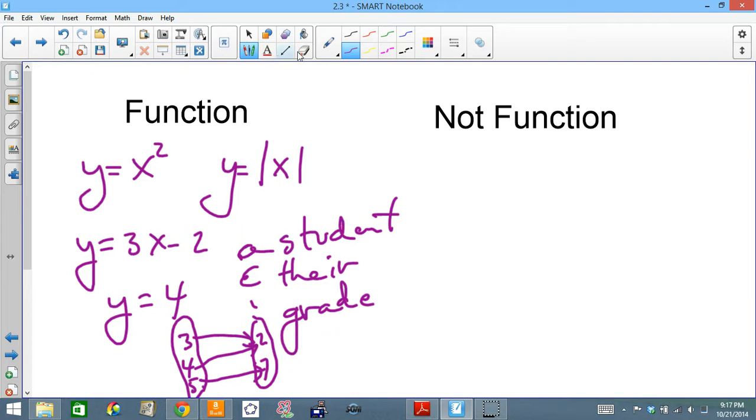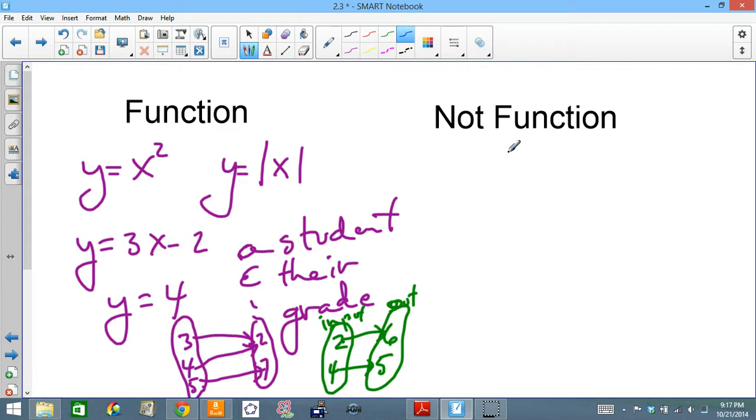Here's another function. Let's make this one green. 2 and 4, and over here, I've got 6 and 5. So 2 is linked with 6, 4 is linked with 5. You see each one of the input variables, this is the input, or the x if you want. This is the output. Each one of the inputs is linked with exactly one output.